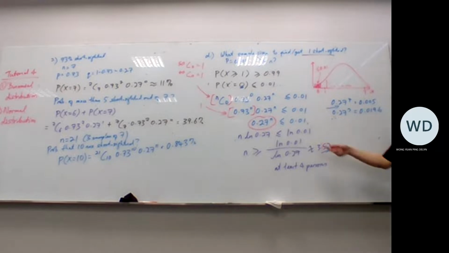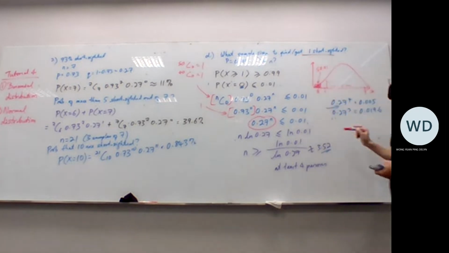So if I have a sample size of 3, the chances of getting one short-sighted is actually nearly 2%. It's not 1%, not less than 1%. So you need at least 4 to be less than 1%. You can't get exactly 1%. Exactly 1% means 3.52.